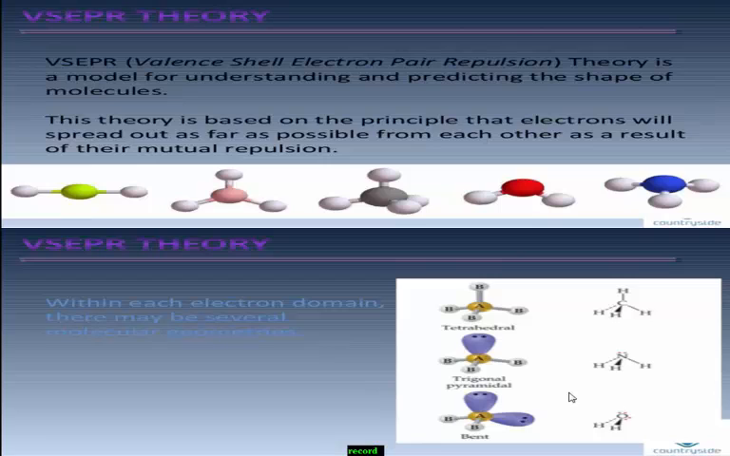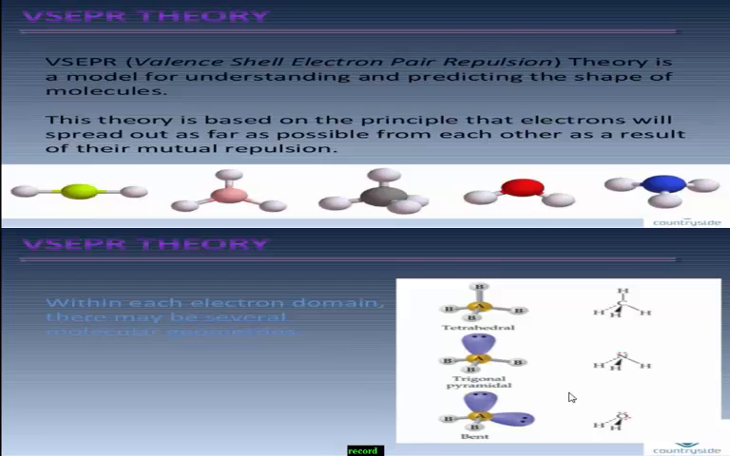It is the model for understanding and predicting the shape of a molecule. Usually this theory is based on the principle that electrons will spread out as far as possible from each other as a result of their mutual repulsion. When you observe the postulates of this VSEPR theory, we already learnt some points.